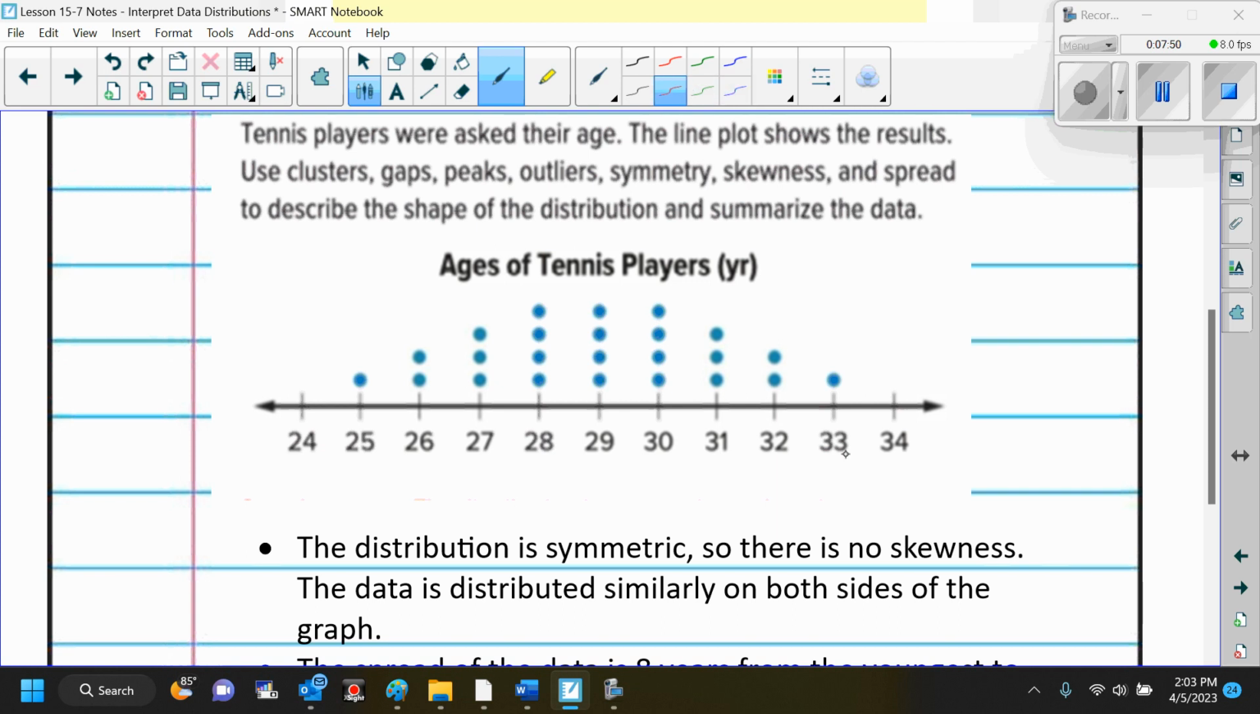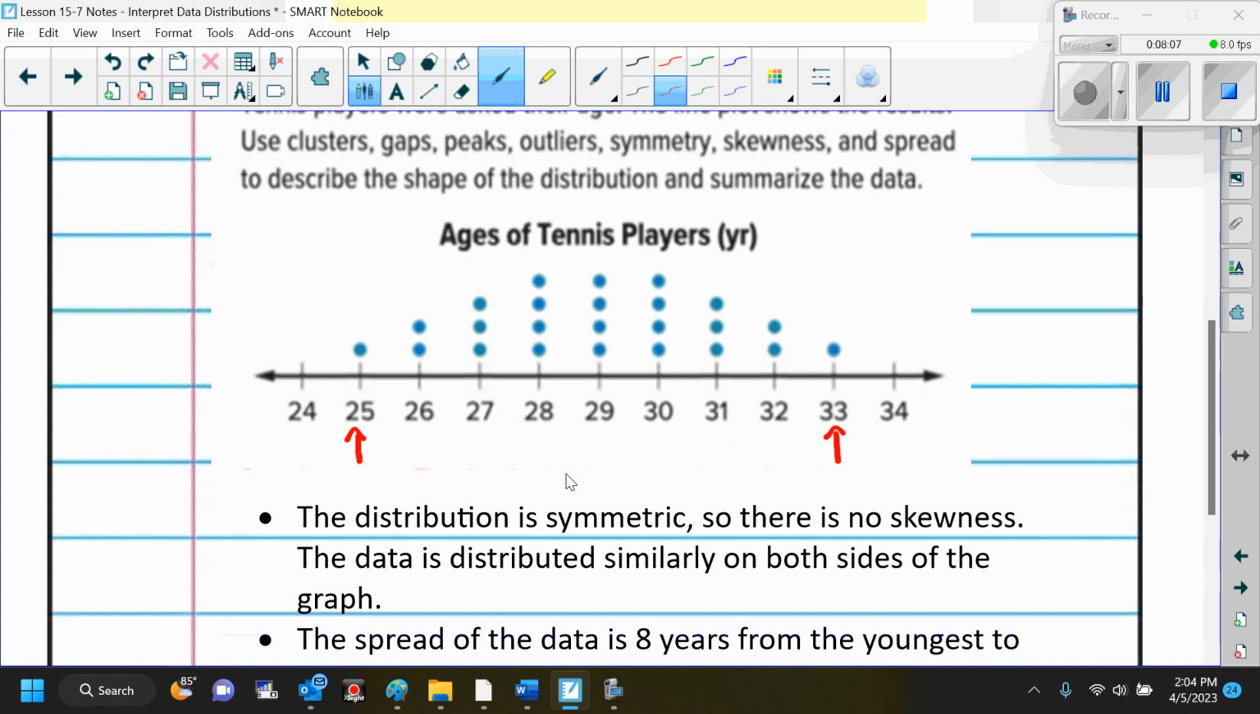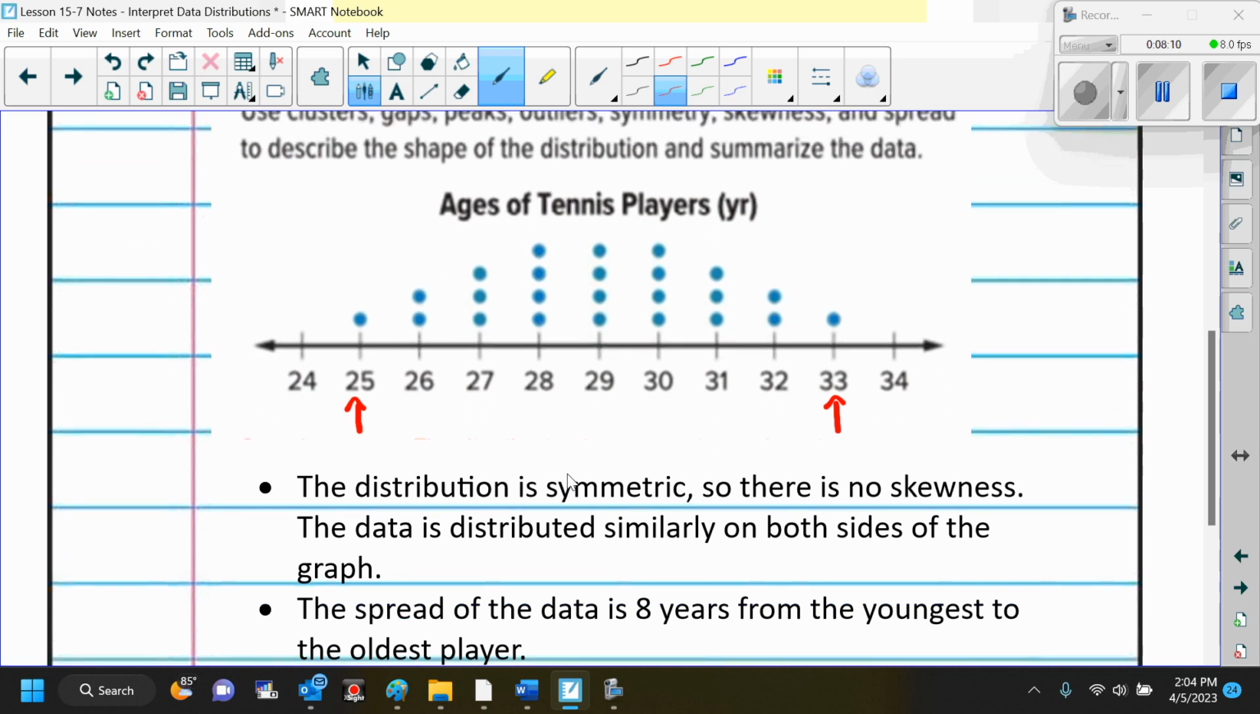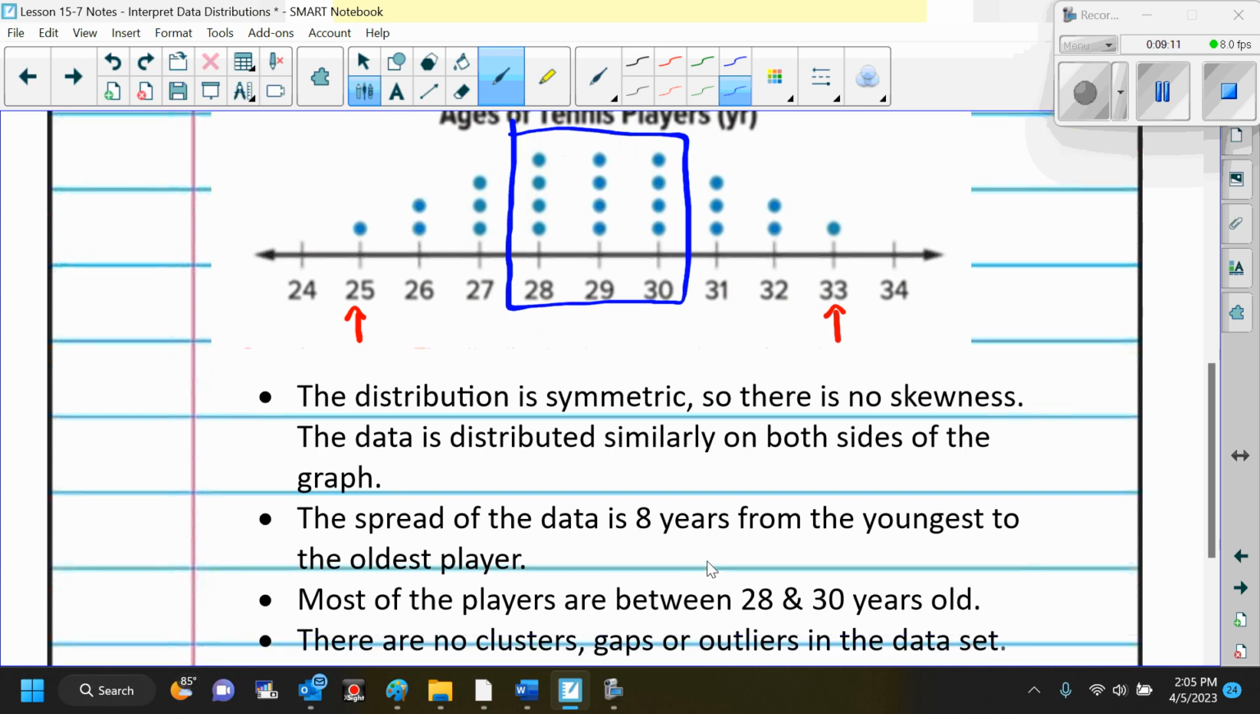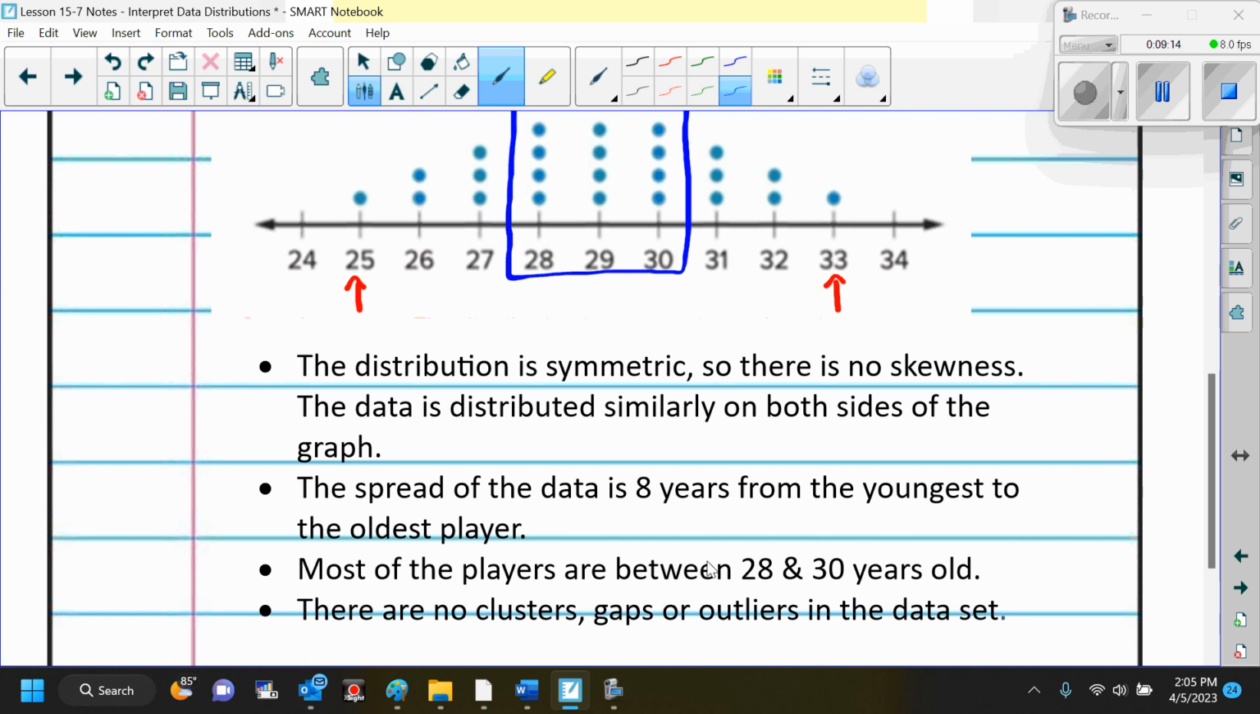So if you took the highest data value, that's 33, and the lowest data value, that's 25, and subtract 33 minus 25, that's going to give you 8. So the spread of the data is 8 years from the youngest to the oldest player. Okay? So you can see here that most of the players are between 28 and 30.